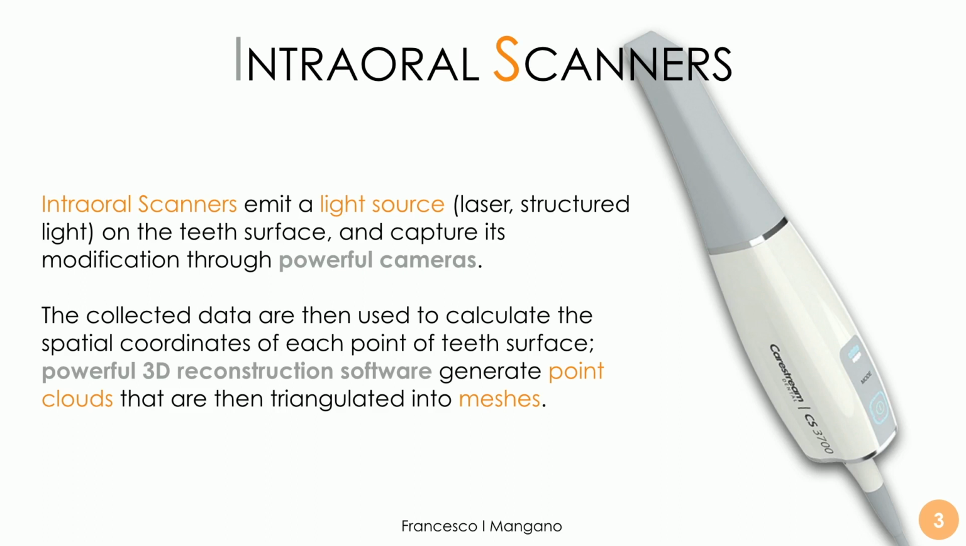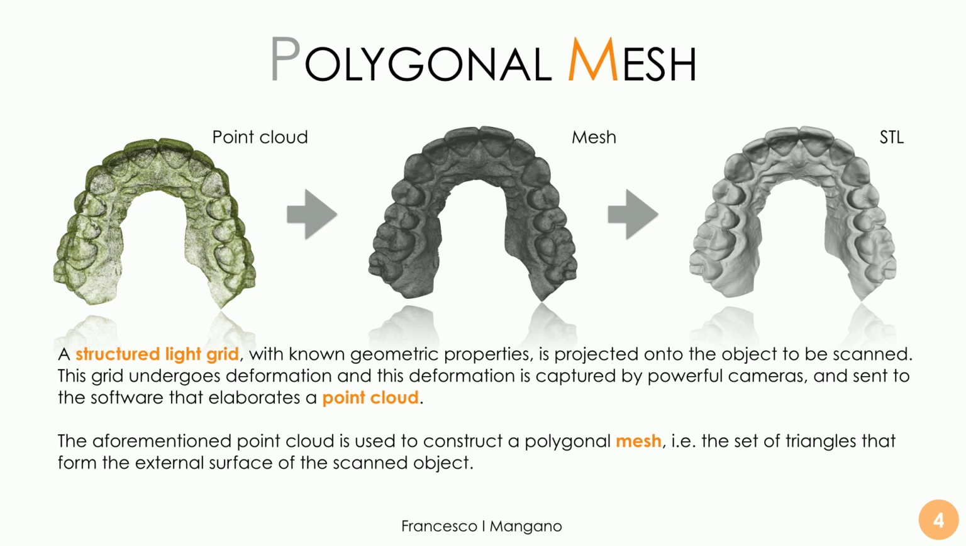An intraoral scanner emits a light source, laser or structured light, on the teeth surface and captures its modification with powerful cameras. The collected data is then used to calculate the spatial coordinates of each point on the surface. Powerful 3D reconstruction software generates point clouds that are then triangulated into meshes by means of interpolation. So this is how the scanner works, and this is how the polygonal mesh is built.